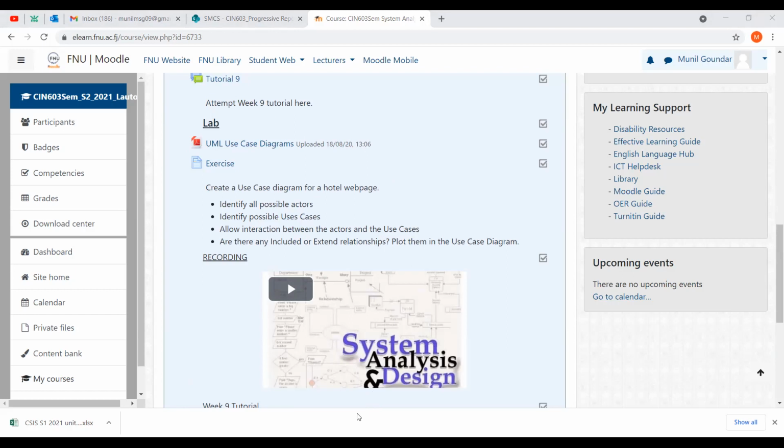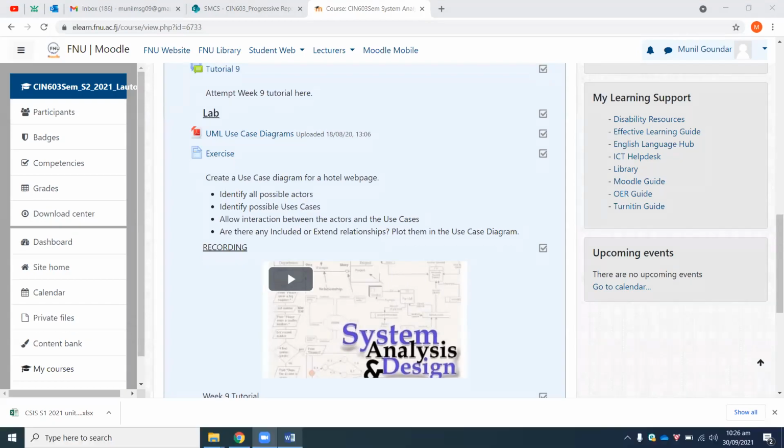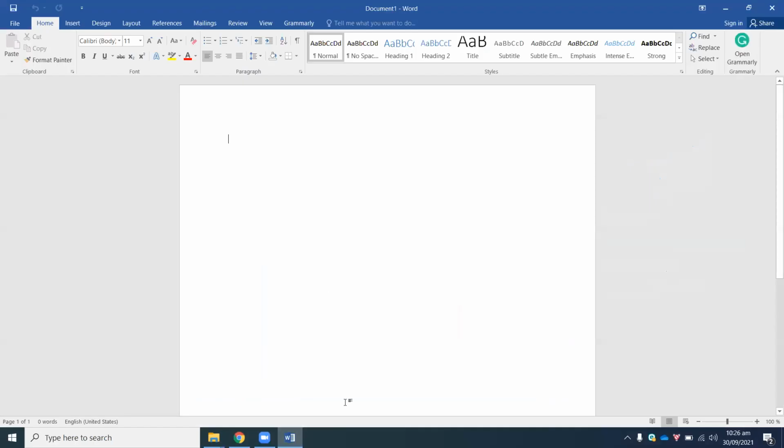So I will draw it up on a Word document. Okay, do I still have a diagram of an actor over here? No, I don't. Okay. Are you able to see the Word document? Yes, sir. Yes. Okay. Thank you, Monish.